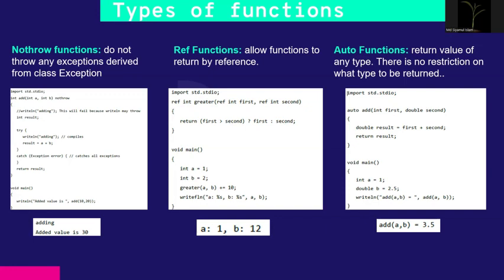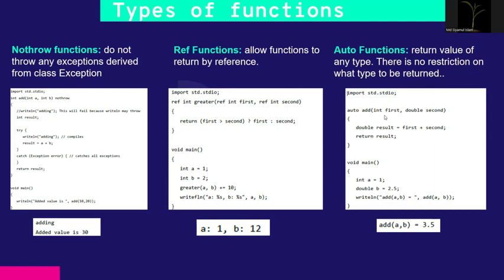And the third one is the auto function. This auto function has so much flexibility, it can return a value of any type. There is no restriction on what type to be returned. There is no type restriction. For example, this is a function and its type is auto, and the values are passed as A and B. So the value A is an integer and B is a double.